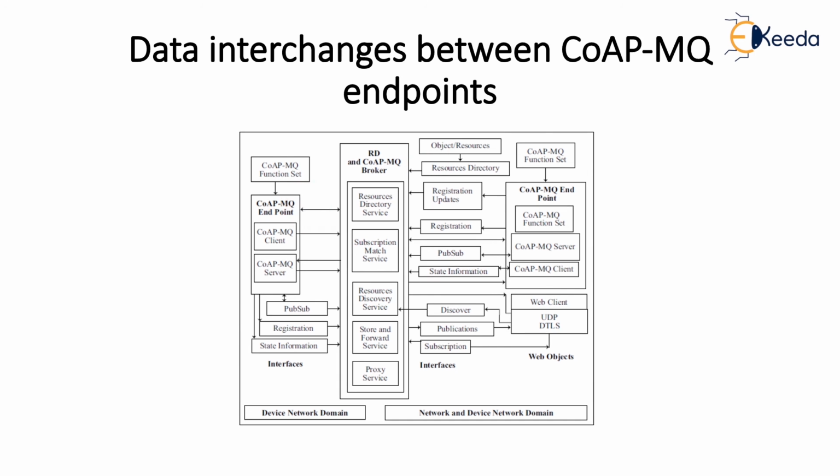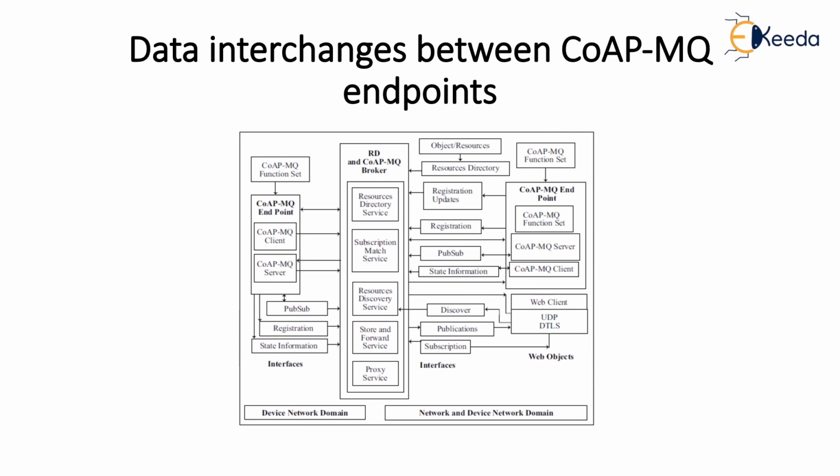The resource directory services, subscription match services, resource discovery services, store and forward services, and proxy services come under the device network domain. Here the interface is between the network and device network domains. There are object resources and object directory, registration updates and registration with the publish-subscribe protocol and state information, and discover publications and subscriptions. These are the interfaces, and also web objects. Here are the CoAP MQ function set and MQ endpoints, and also the client and the server, which is the action between data flow, data interchange.